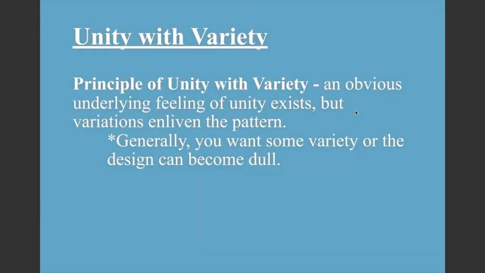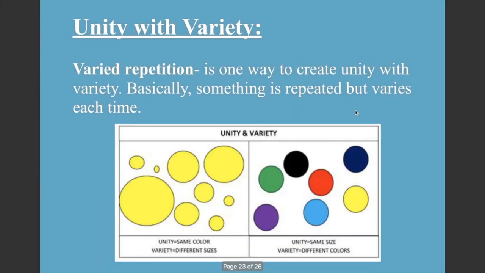So while unity is something that many artists aspire to, too much unity can be boring. So often artists will want unity with variety. And unity with variety is when there's an underlying feeling of unity, but there's also some variety present. And you can have both of these things. And one way that you could get unity with variety is through varied repetition. So it's basically when something is repeated, but it varies each time. It changes each time. So there's some type of pattern with variety.